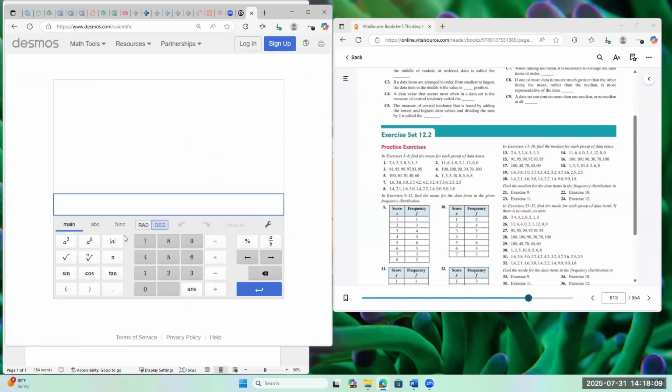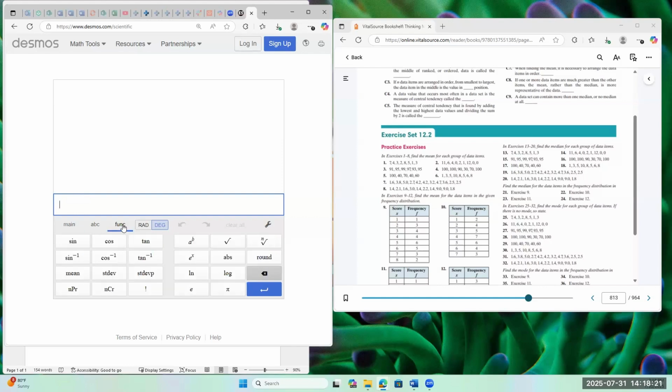Okay, so here's what the calculator looks like. We can still do all of those things, we just don't see the graph. If you forget what the functions are, you can always click over here on function, and that will show you the various functions that are available. So mean, standard deviation, and this is the standard deviation that we're going to use.